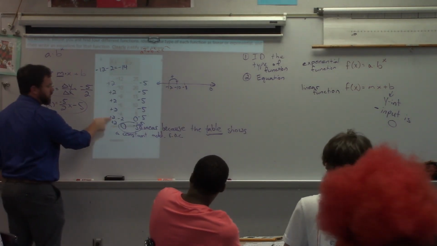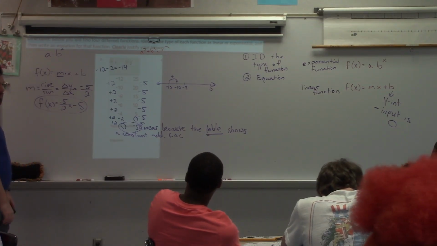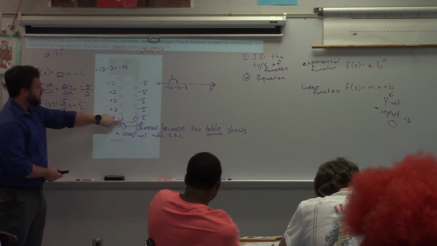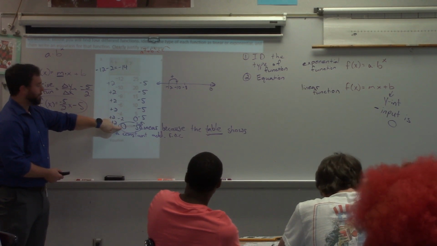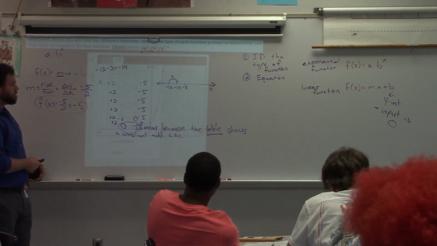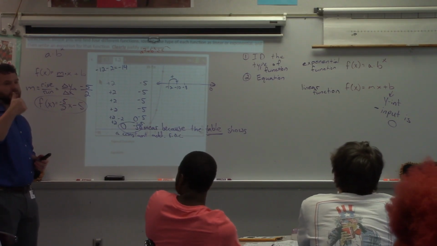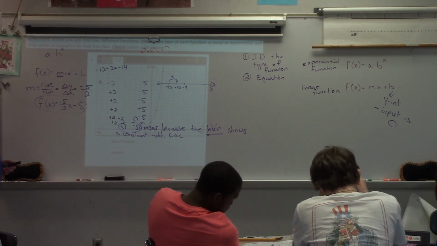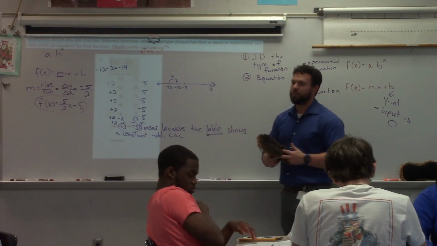Remember, I need an input of 0, so I just kept adding 2 until I got to an input of 0. Negative 4 plus 2 is negative 2. Negative 2 plus 2 is 0. So you always start at the bottom, right? Because your input has to be 0. Make a note to yourself that you have to keep the table going until you get an input of 0.